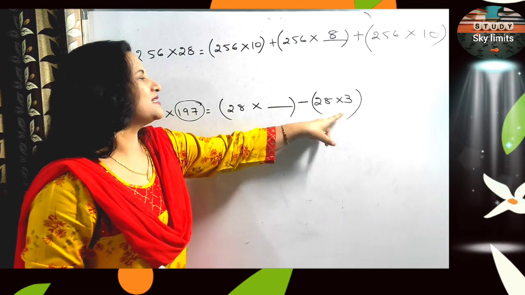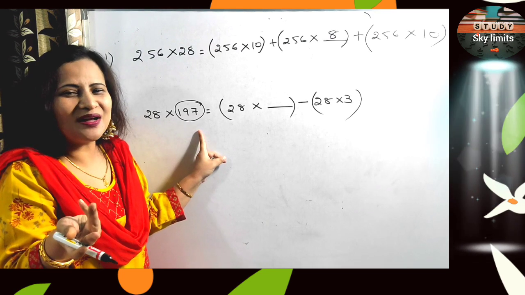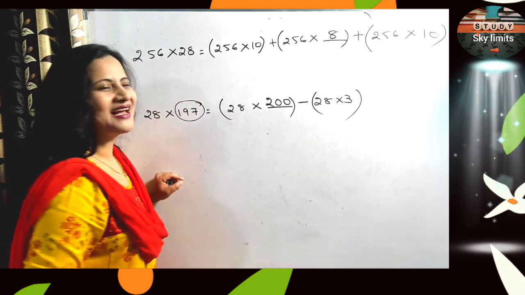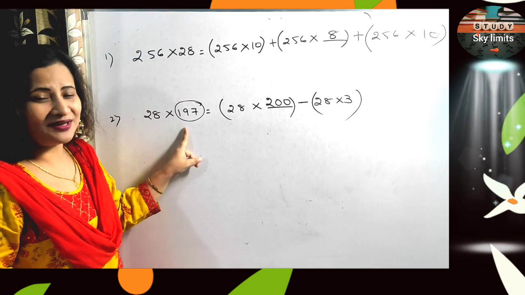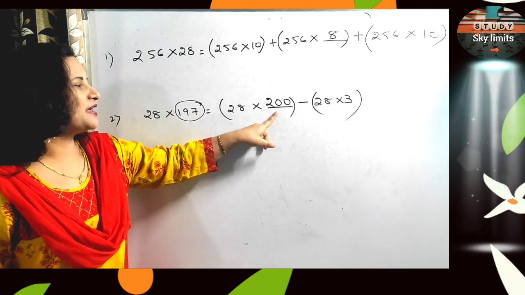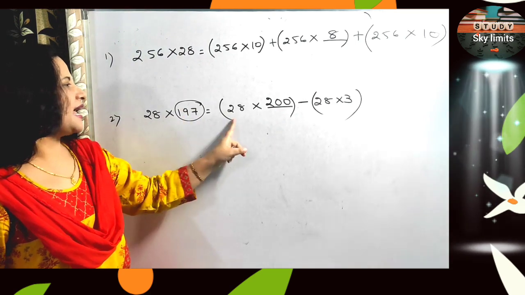So what minus 3 is 197? 200 minus 3 is 197. So what will come here in the blank? 200. Why 200? Because 28 has not been split here.